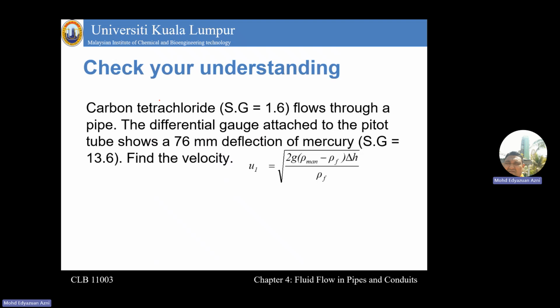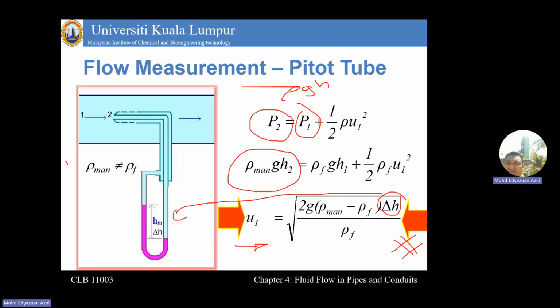Okay, you can try this question. We know carbon tetrachloride with a specific gravity of 1.6 flows through a pipe. The differential gauge attached to the pitot tube shows a 76 millimeter deflection of mercury. So find the velocity. We have the 2g standard formula, because we have the deflection of mercury. If you say deflection of mercury, it is actually using this kind of pitot tube.